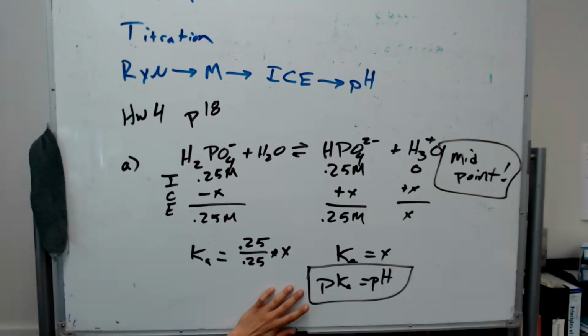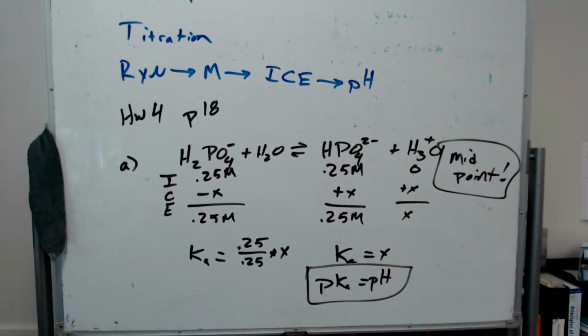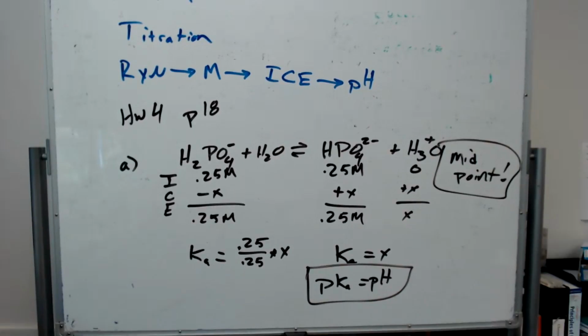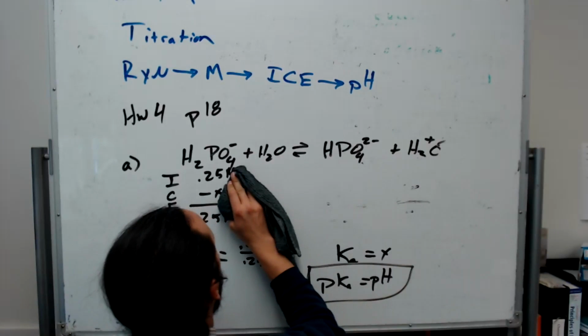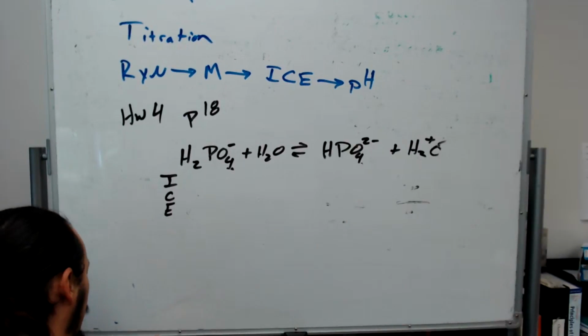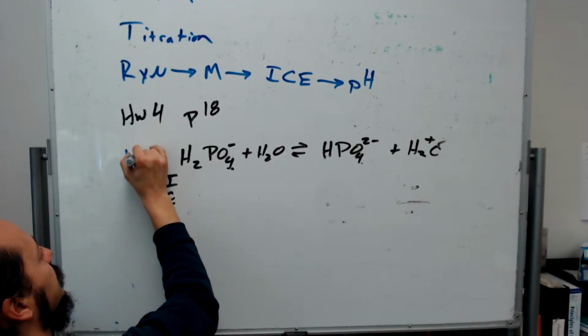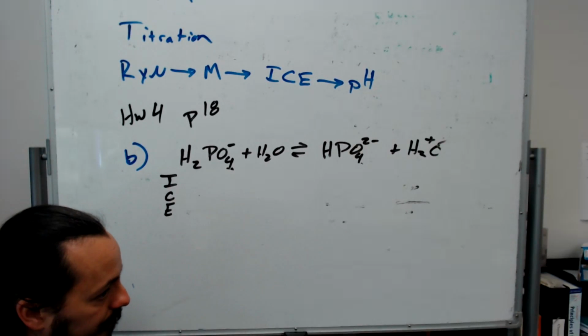That's going to be really important for this week's lab, the titration lab. You're going to determine the pKa by finding the pH at the midpoint. So that's really handy. If we go on and do part B, we're not going to be at the midpoint. We're not going to be at those concentrations. We're going to go ahead and switch to part B. What's the initial concentration for part B?